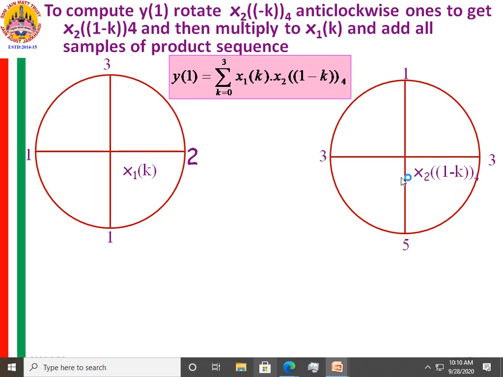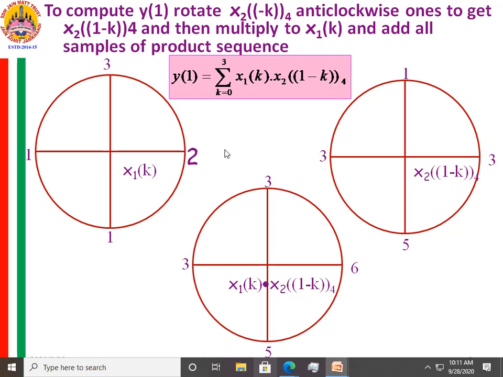Now once you obtain the sequence x2 of 1 minus k, this x2 of 1 minus k and x1 of k are to be multiplied with each other pointwise. When I say pointwise, this 2 should be multiplied by 3, this 1 should be multiplied by 3, this 3 with this 1 and this 5 with this 1. Now when we multiply this pointwise, the product sequence you get is like this: 2 into 3 you get 6, 1 into 3 here 3, 3 into 1 is 3 and 5 into 1 is 5. After obtaining the product sequence, now add all the samples of the product sequence. So then y1 will be equal to 17.